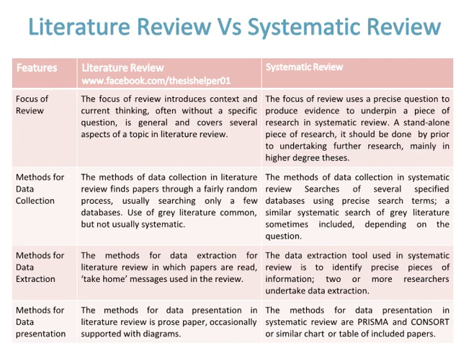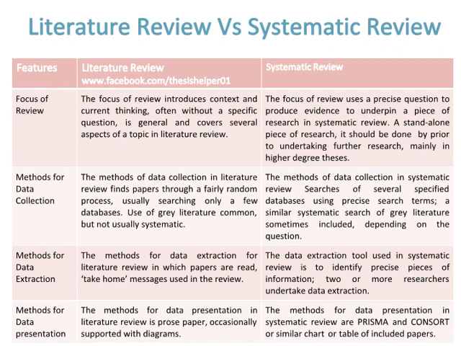The method of data collection in a literature review finds papers through a fairly random process, usually searching only a few databases. Use of grey literature is common, but not usually systematic. The method of data collection in a systematic review searches several specified databases using precise search terms. A similar systematic search of grey literature is sometimes included, depending on the question.